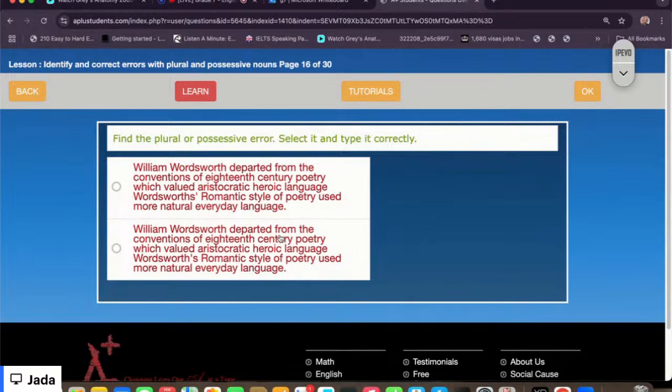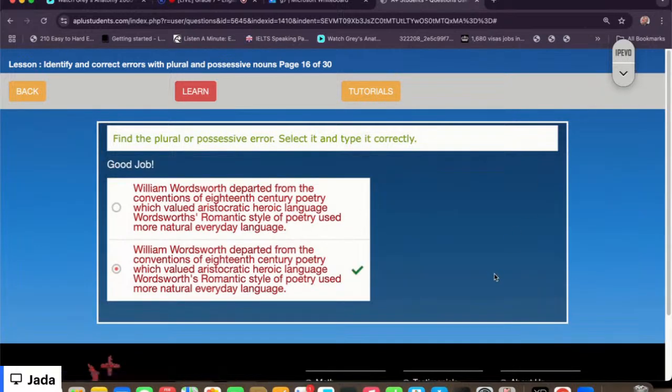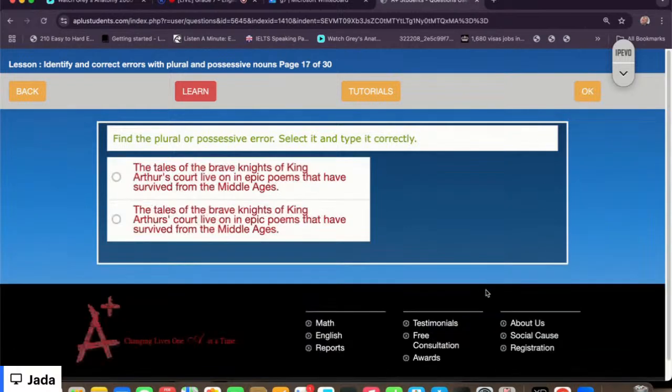Alright, so is it the first or the second? Okay, so the second. Wordsworth, so singular possessive. Okay, so we have the tales of the brave knights of King Arthur's court live on in epic poems that have survived from the Middle Ages. So, what is the right one here?